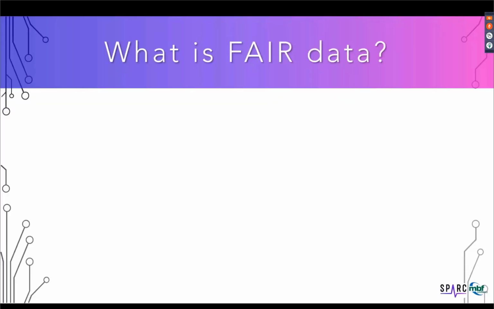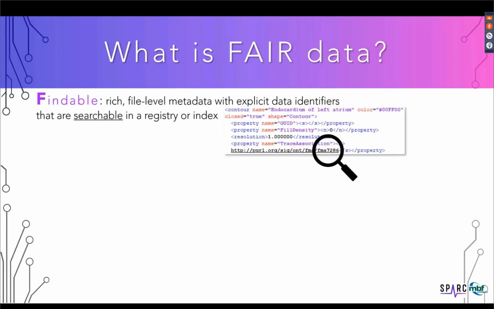Now that we've mentioned FAIR quite a few times, let's dive into what FAIR is and why it's important. FAIR is an acronym for findable, accessible, interoperable, and reusable. To be findable, the data needs rich metadata with explicit data identifiers. These identifiers must be searchable in a registry or index.